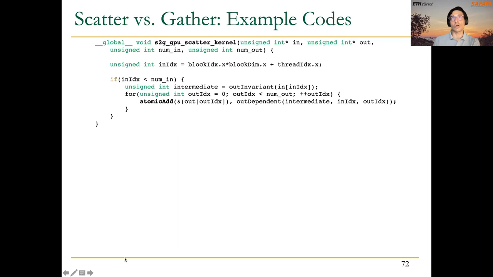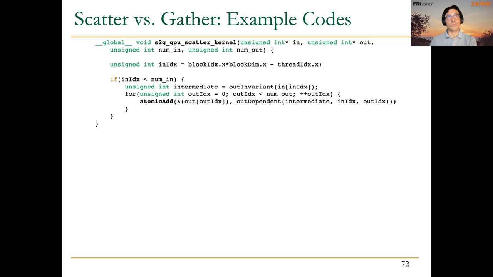This is the code corresponding to the scatter operation. Remember, in the scatter parallelization, we are assigning input elements to the threads. So each thread, based on the block index and thread index, obtains one index to access the input array. Then we perform some computation that is out invariant and obtain some intermediate result. With this intermediate result, we go over all the elements, these num out elements of the output array, obtain another partial value that is out dependent, and update the corresponding element of the output array using an atomic operation. We need to do that because we will probably have multiple threads with different elements of the input, but they all have to update all elements of the output. That's why we have to use atomic operations here.